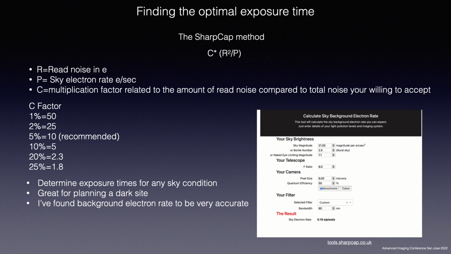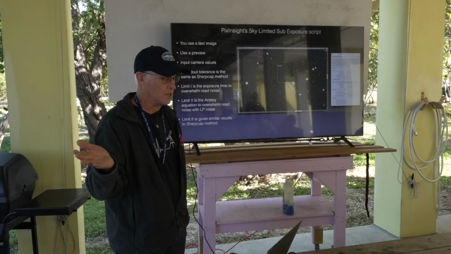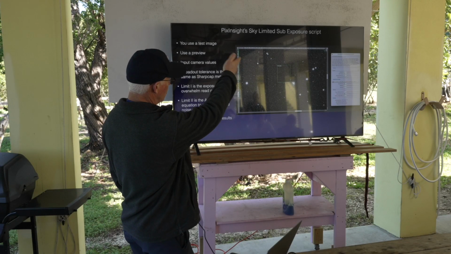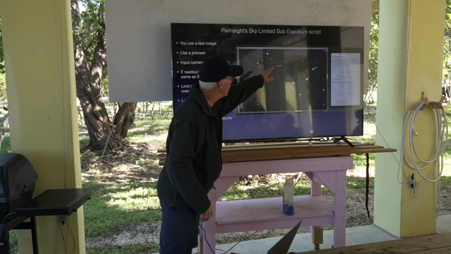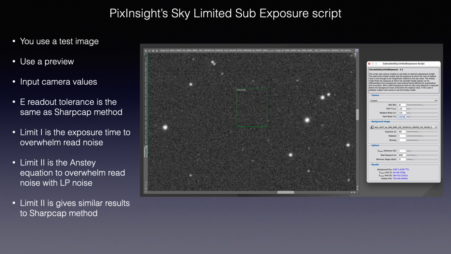So here's the way you do it if you happen to have PixInsight and want to use their sub-exposure script. You take a shot of the sky and create a little preview around that. You put in the numbers, like read noise and all the same numbers you would use in the other methods. It measures this little area of sky and spits out a number called the background flux, which is your sky, the P-value from SharpCap. It's the same thing.